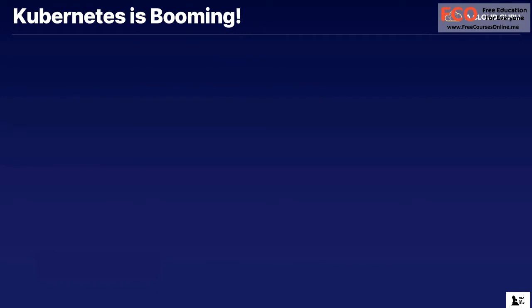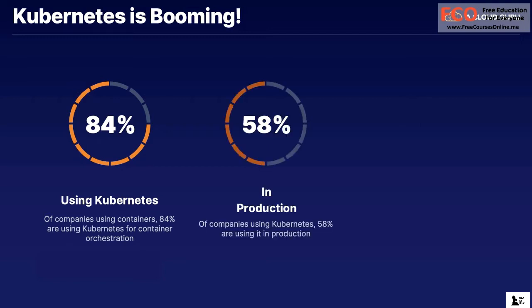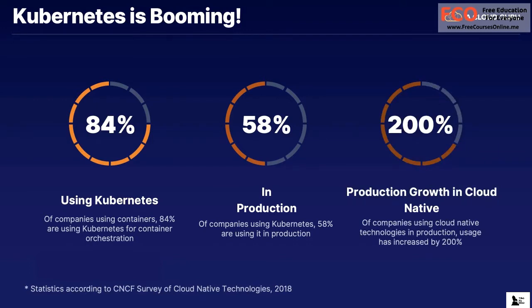If you ask me, Kubernetes is booming, but don't just ask me. Ask around, ask your fellow administrators, ask at the user groups. Heck, you can even ask those industry analysts, because what they say is that of companies that are using containers, 84% are using Kubernetes for container orchestration. You'll also find out that of companies that are using Kubernetes, 58% are using it in production. And finally, production growth in cloud-native applications has increased by 200%. These statistics are from the Cloud Native Computing Foundation's Cloud Native Technologies Survey.